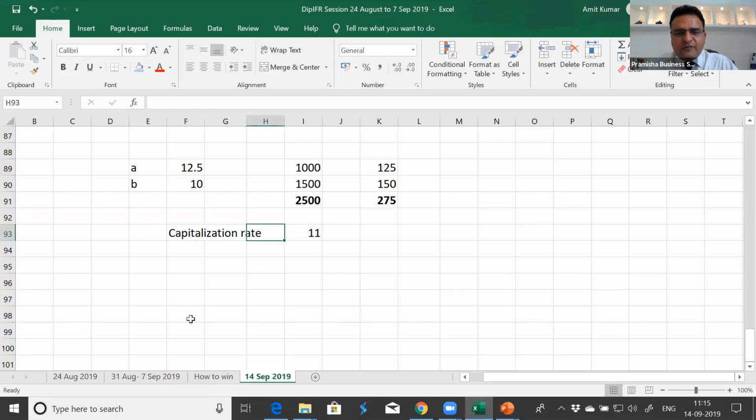It is 275 interest cost in comparison to total. 275 is the total interest cost of all the borrowings we have, and 2500 is the total borrowing of all the funds we have. What is the average cost related to it? That is 11%. 275 in comparison to 2500 is 11% of the total borrowings we had. So 11% is the capitalization rate which we can use.